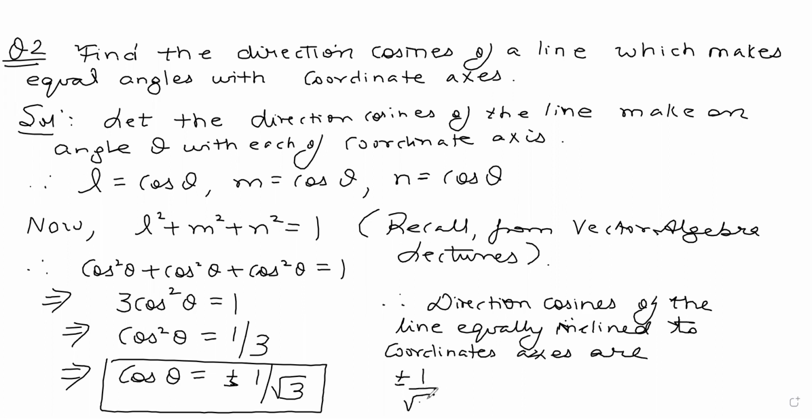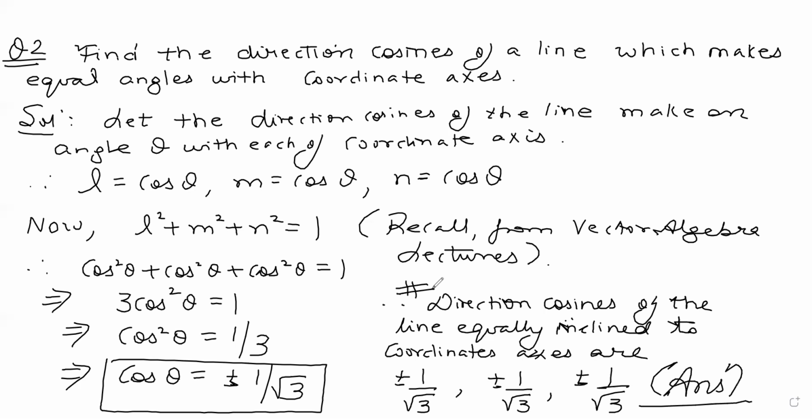My L is also plus minus 1 upon root 3. My M is also plus minus 1 upon root 3. My N is also plus minus 1 upon root 3. So the direction cosines of the line which is equally inclined to the coordinate axis are plus minus 1 upon root 3, plus minus 1 upon root 3, plus minus 1 upon root 3, which is my answer for this question. So hoping students are clear with this and have no doubts.